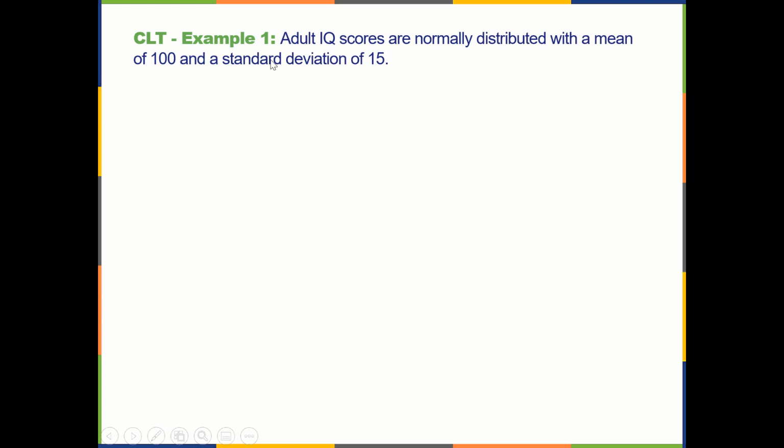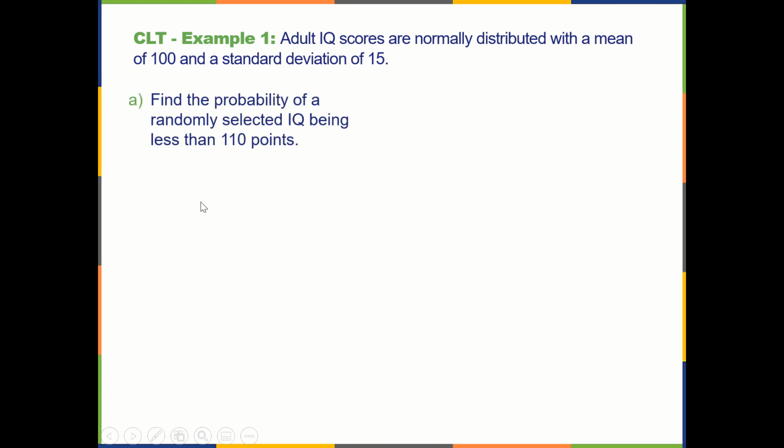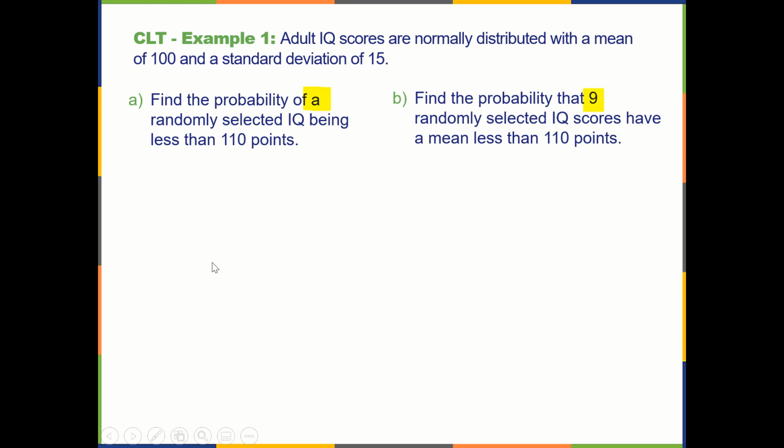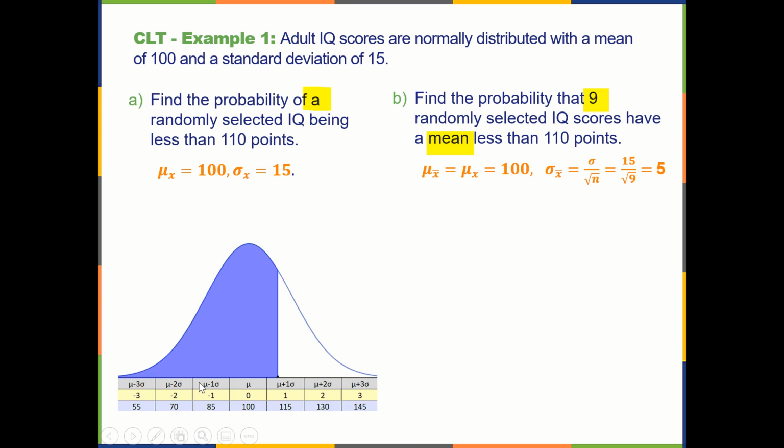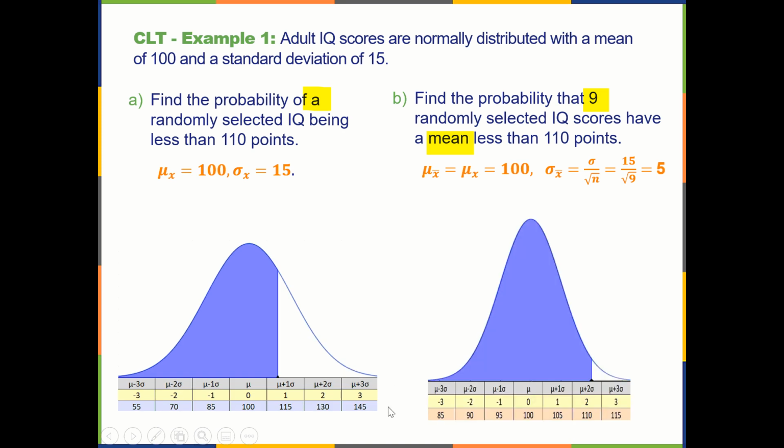Adult IQ scores, this is the same example, just continuing on. Side by side, we'll look at them. So you can see the differences in the wording there, the differences in the parameters. The only difference is the standard deviation is smaller, so the shape is different. And also, when you lay out your z-scores and the corresponding x values, you have a different stretch here. 100, 115, 130, 145. But on the central limit theorem side, we have 100, 105, 110, 115.